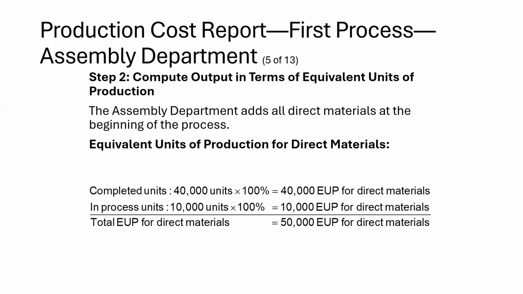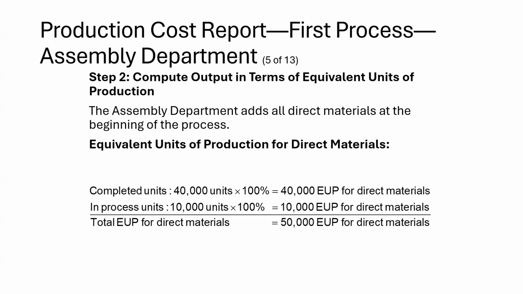The assembly department worked on 50,000 puzzle boards during July. We have already determined that 40,000 puzzle boards are completed and have been transferred to the next department. If they are completed and transferred out, then they are 100% complete for both direct materials and conversion costs in this department. So another 10,000 puzzle boards are only 25% complete.